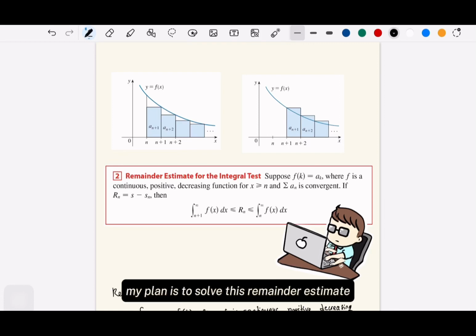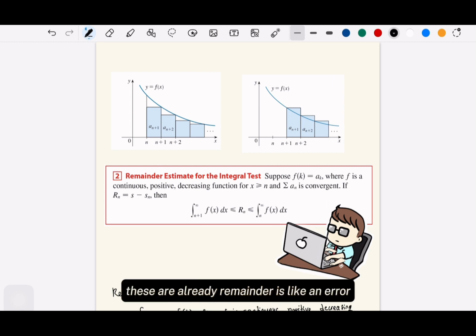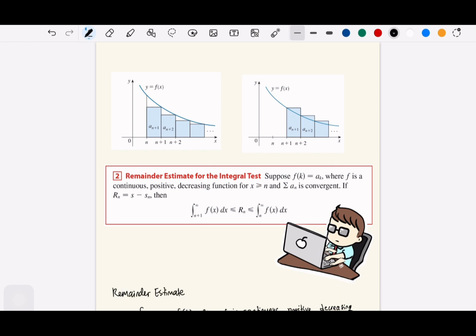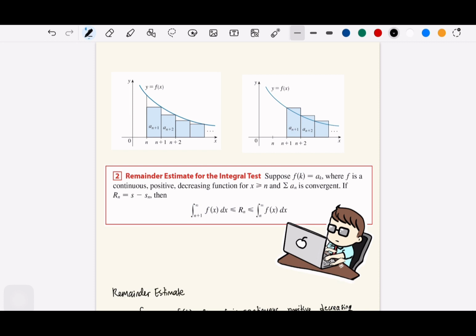Today's course, my plan is just to finish off this remainder estimate, and then maybe one section in the chapter. So this is a general estimation for using the remainder. We can think of R for the remainder as an error. If we take this underestimate or overestimate, we have some area that is not the real area.